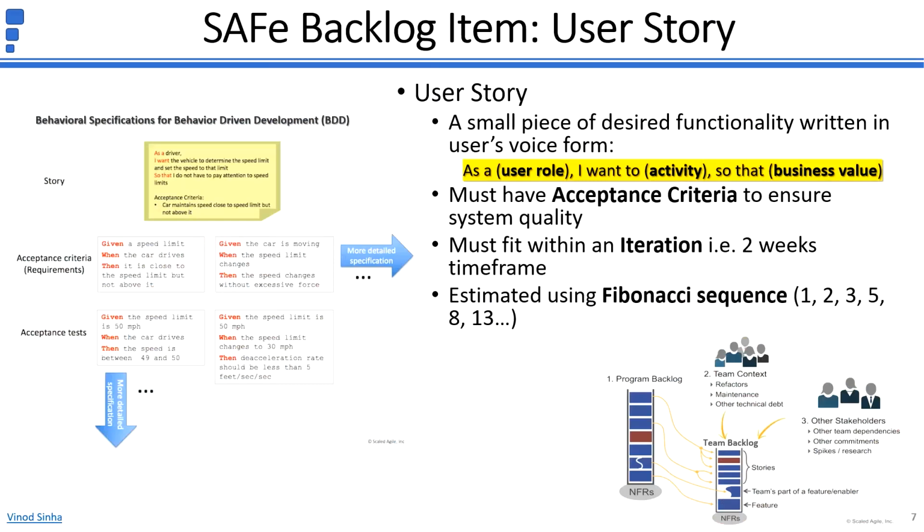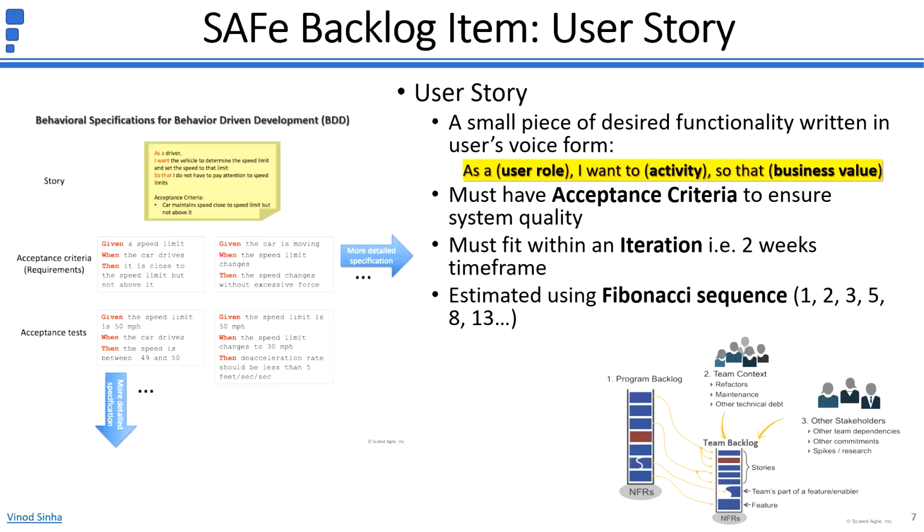SAFe also recommends adopting behavior-driven development, where acceptance criteria and acceptance tests are written in the given, when, then format, which encourages test-driven development, that is, developing while keeping the test scenarios in mind.